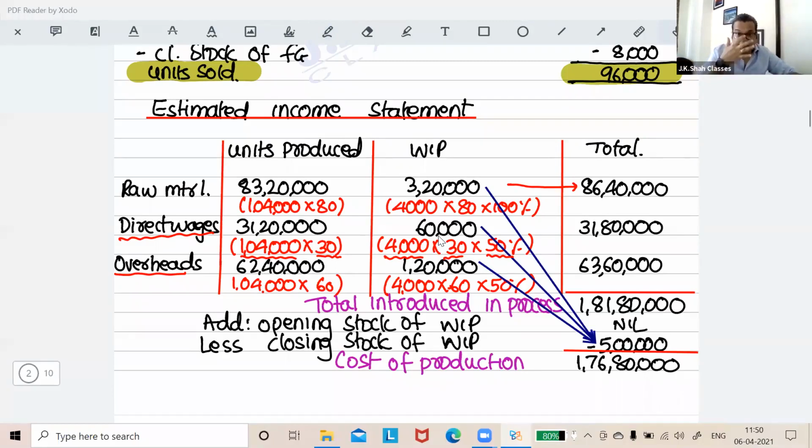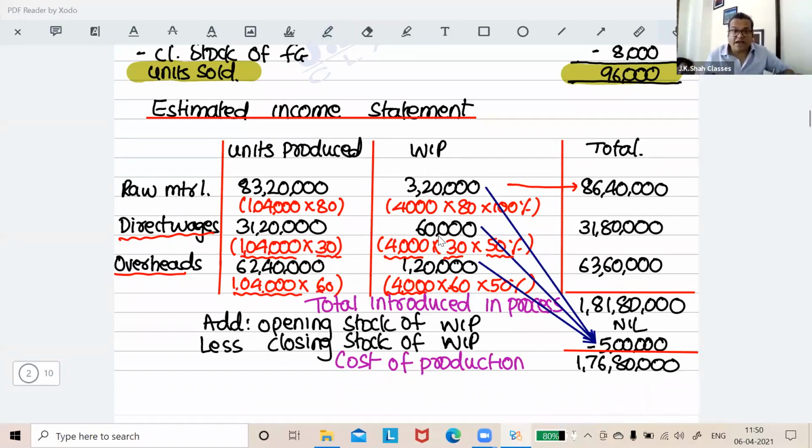WIP, right? And then added 3120 plus 60, 3180. Overheads 6240. Okay, overheads how much? 6240. How come that came, sir? 1,04,000 units into 60, full amount. But for WIP, what am I doing? For 4,000 units, 60 multiplied by 50%. This all is added. Okay, so this is the total introduced into the process.